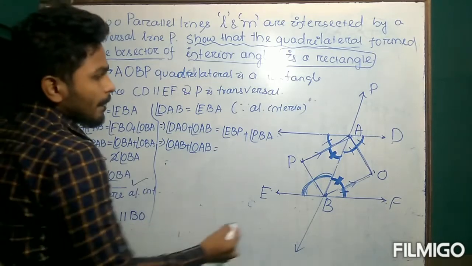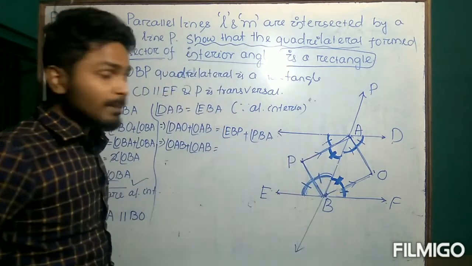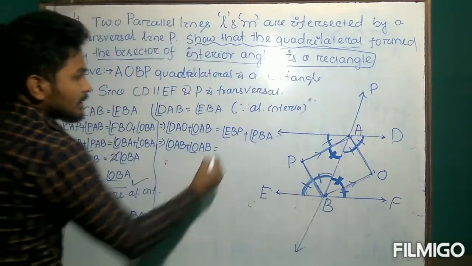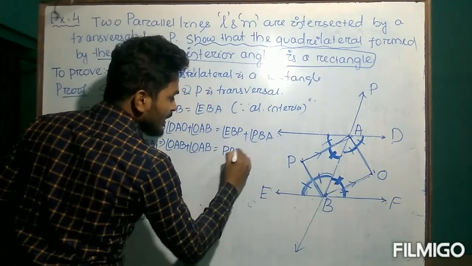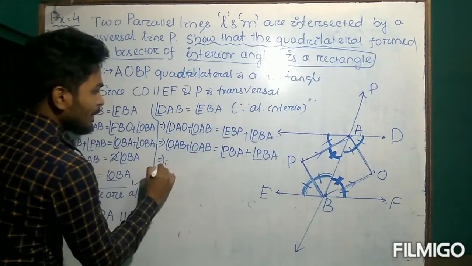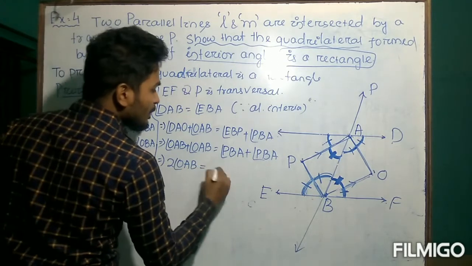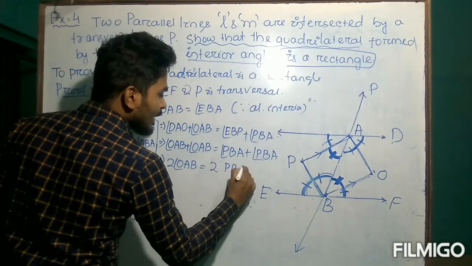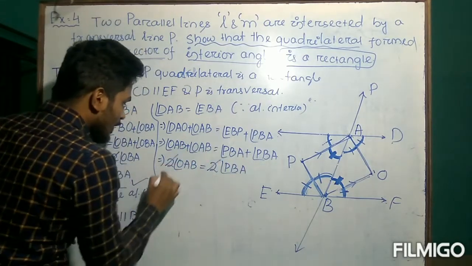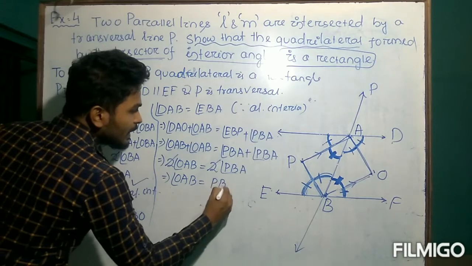Now, for this angle, PB is the angle bisector. That means this angle is equal to this angle. So in the place of EBP, we can substitute this angle PBA. There is another PBA. So OAB plus OAB is 2OAB, which is equal to PBA plus PBA, 2PBA. Now when this 2 moves to the right hand side, the 2s will be cancelled out. So finally we have OAB is equal to PBA.